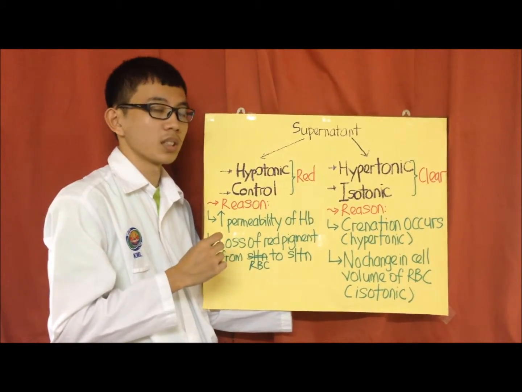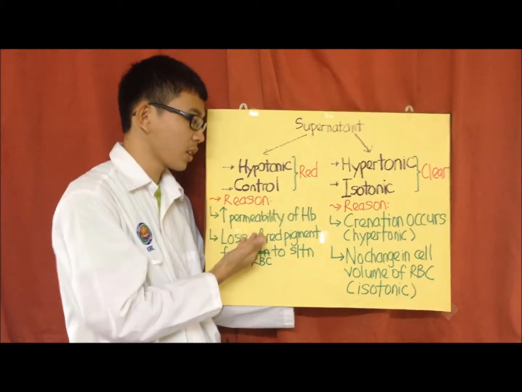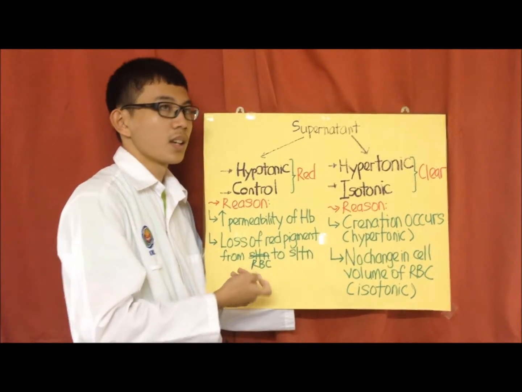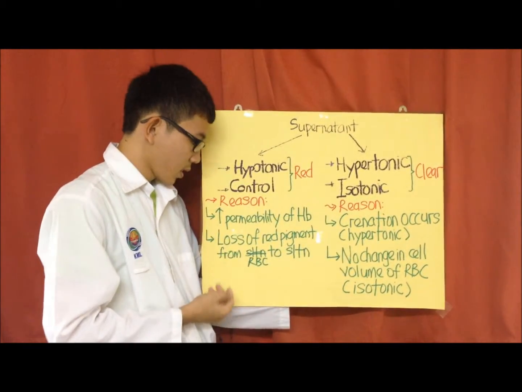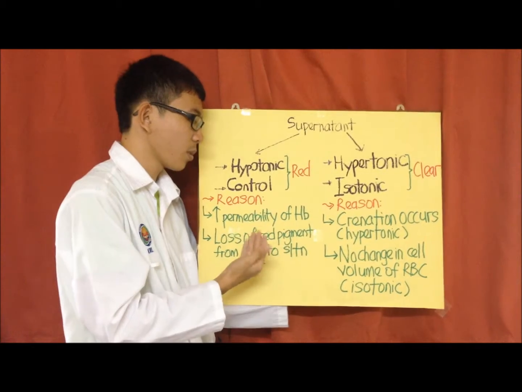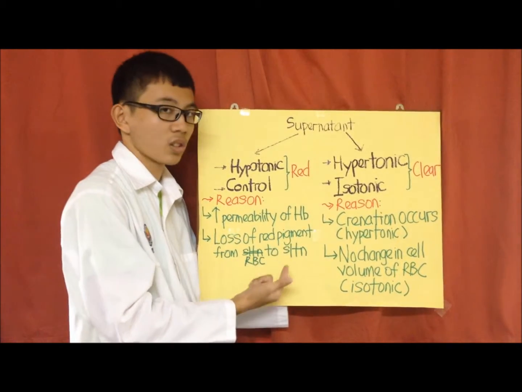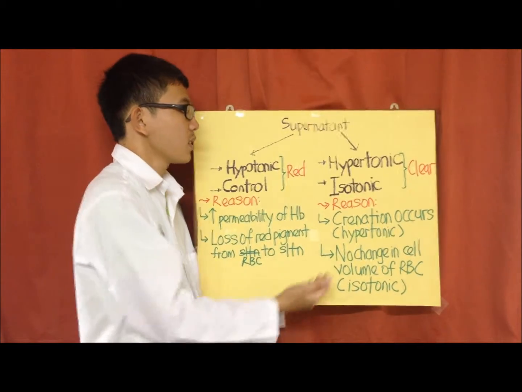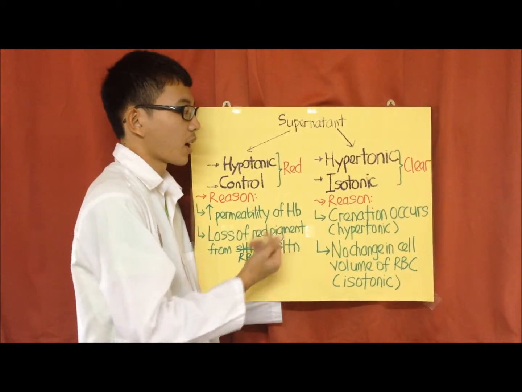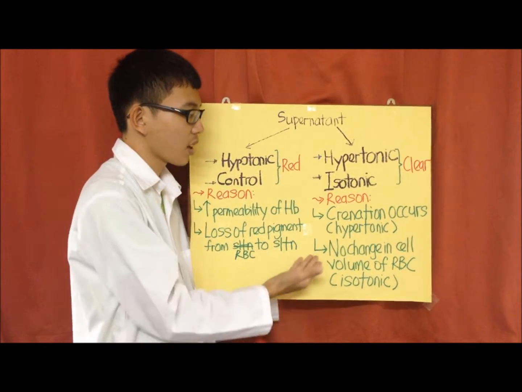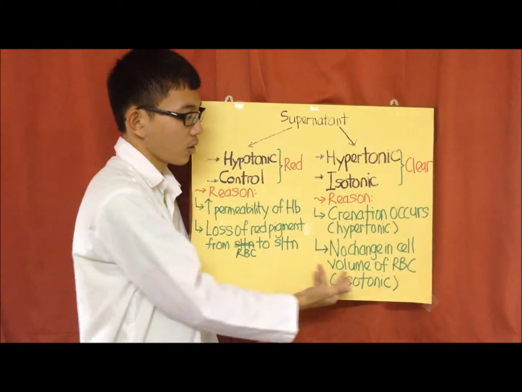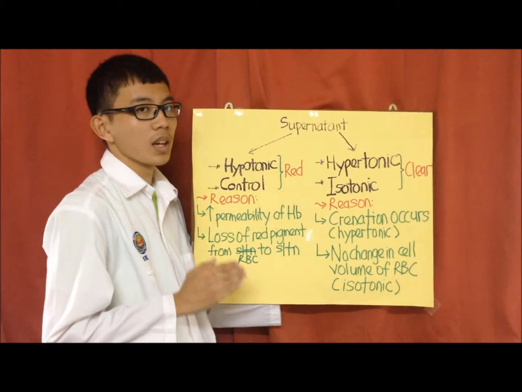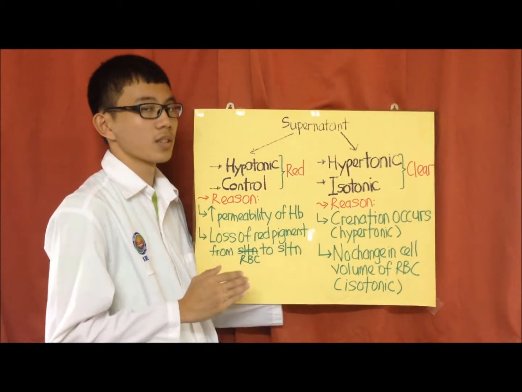This was due to the increase in the membrane permeability of RBC in these solutions, causing the red hemoglobin pigment to be lost from the RBC into the solution and turning the supernatant red. Since crenation of the RBC occurred in the hypertonic solution and there was no change in the cell's volume of the RBC in the isotonic solution, hence, there will not be any loss of hemoglobin from the cells.